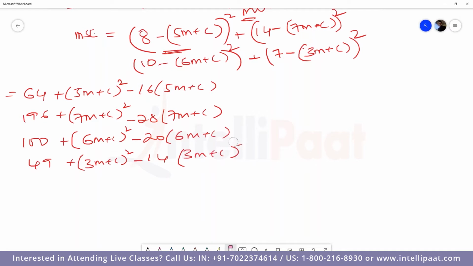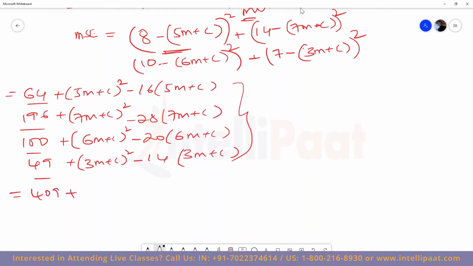Sorry about that. Now I'm going to give you 5 minutes to try to expand this out. What will the sum be? Super, 409, that's correct. So this is simply going to be 409 plus. Now let's come to the expansion. 5m square is 25m square. So if you sum up all the m square terms from all of this, it is going to be 25m square, 49m square, 36m square, and 9m square.